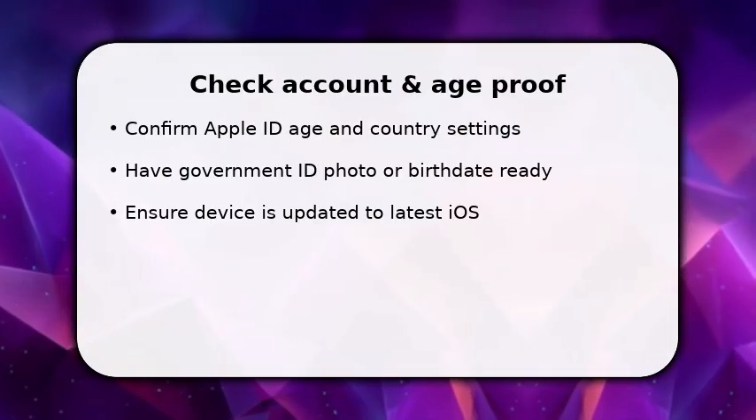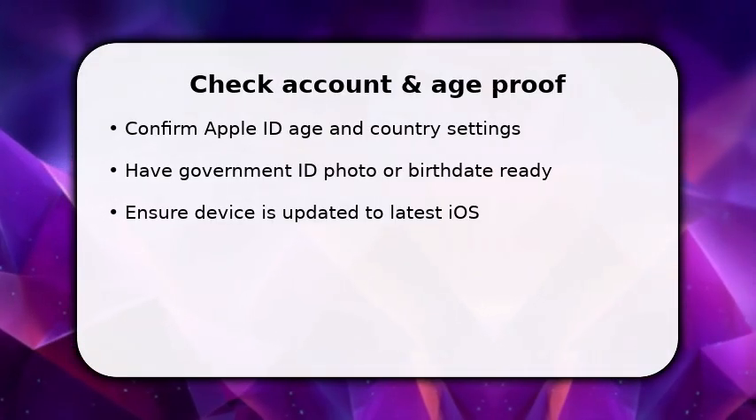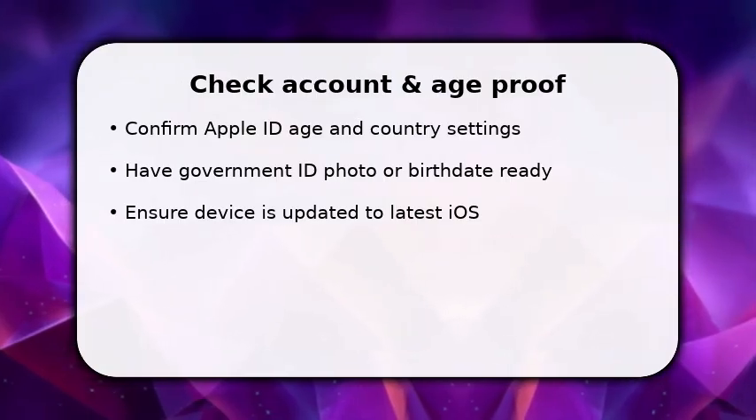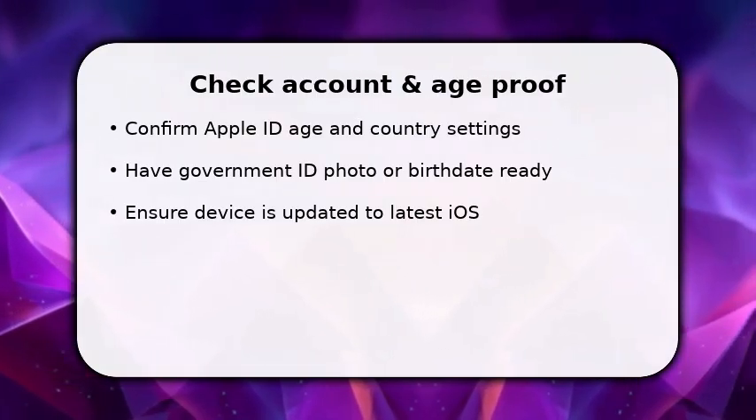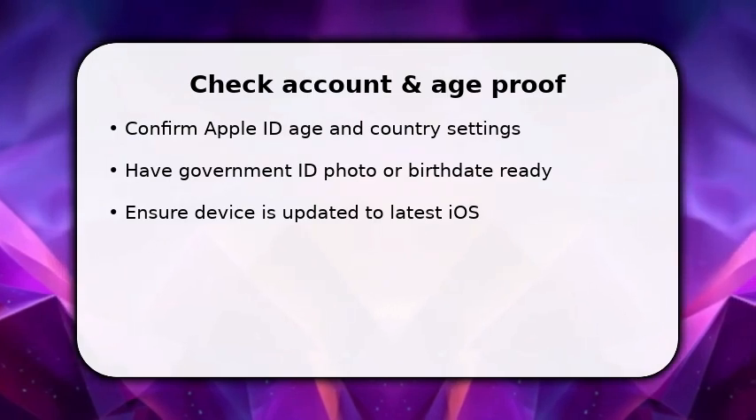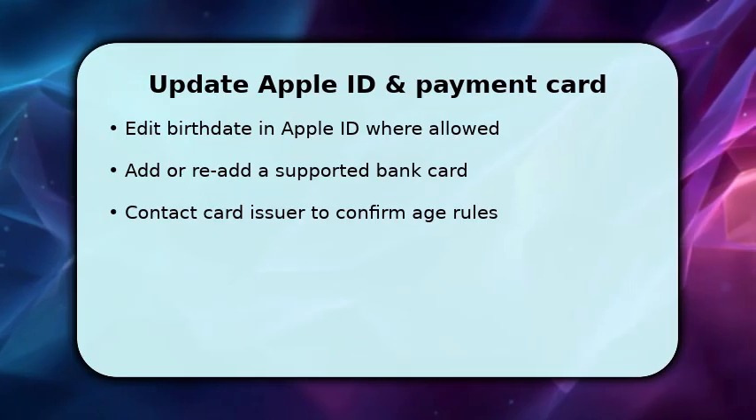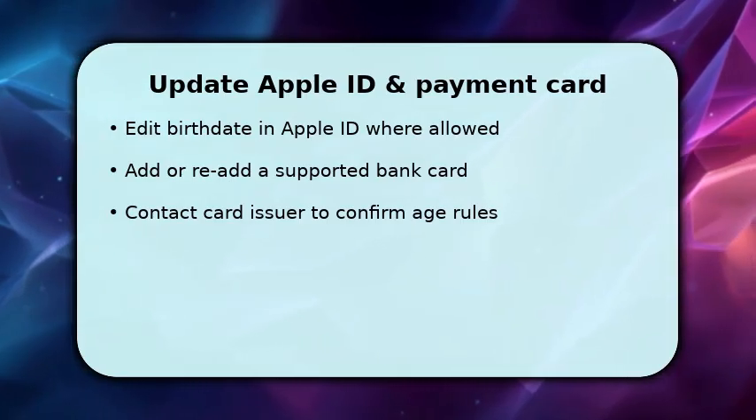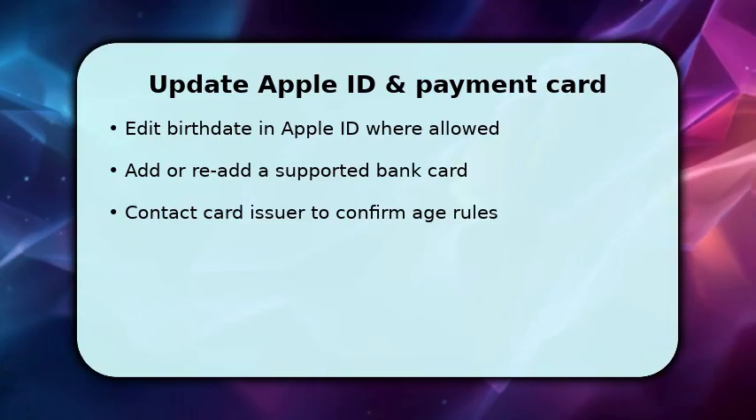Now open Settings and tap your name to view personal information. You will update your birth date or contact Apple ID support if the option is locked, so proceed to modify what you can. Next, you edit the Apple ID birth date where the system allows. If it's grayed out, be ready to request support.